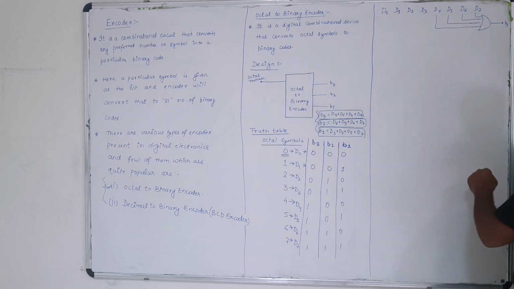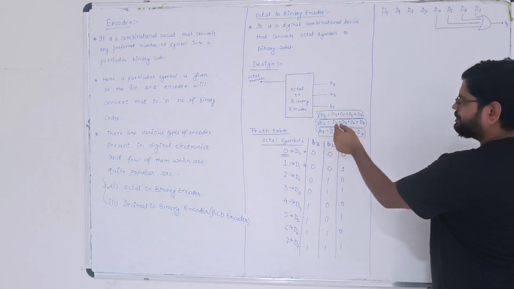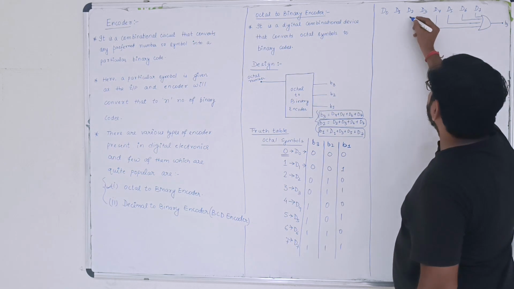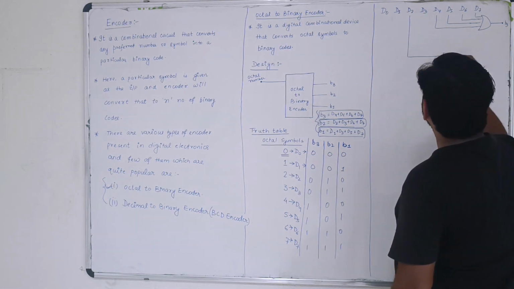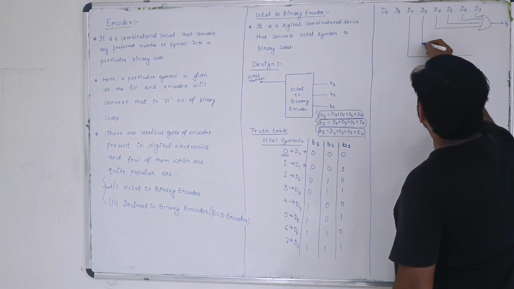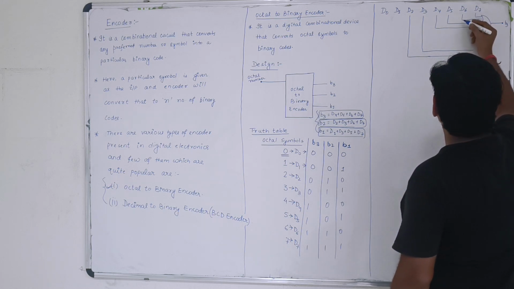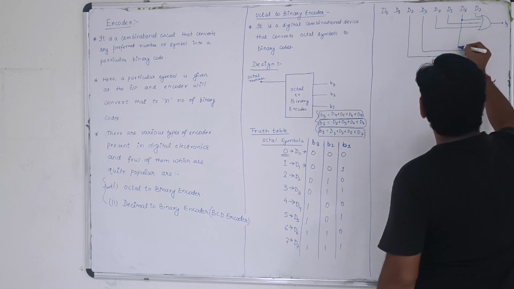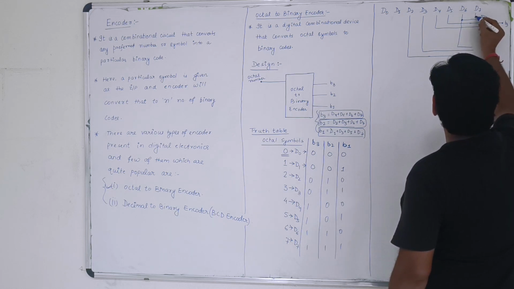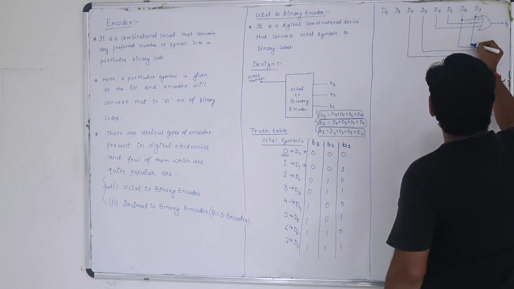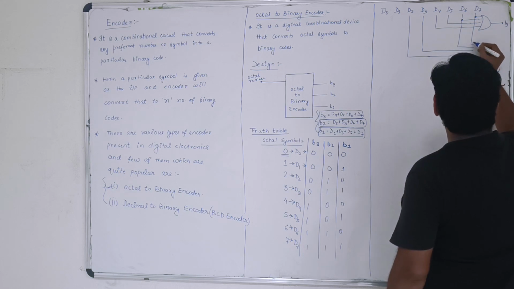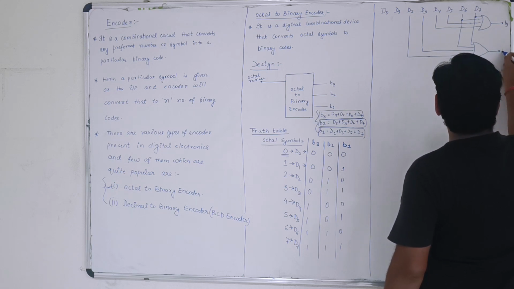The next thing is you have to go for the B2 design, that is D2, D3, D6, D7. So we'll take D2 from here, D3 from here. Then this one is your D6. I am putting a dot so that you can recognize it easily. And this one is D7. Connecting all of them to an OR gate, this one will give you B2 as the output.